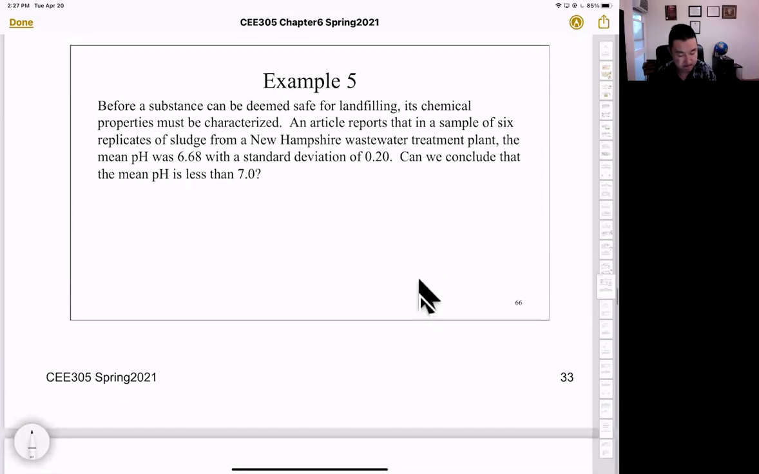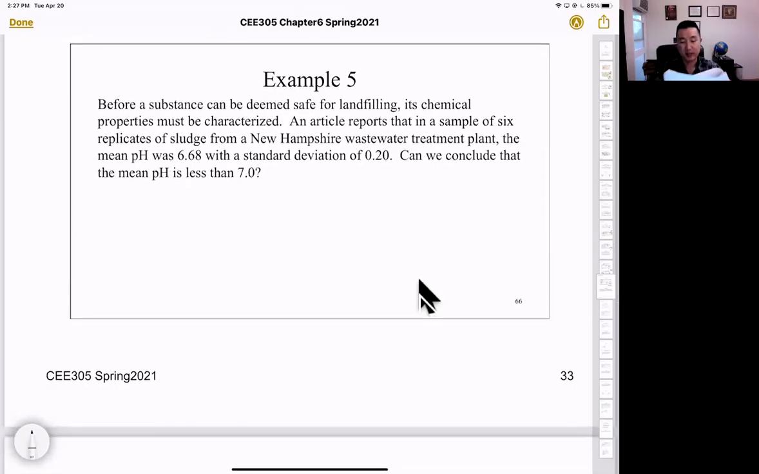Example number 5. Again, look at the last sentence. Can we conclude that? So that tells us that's chapter 6. Then this will be H1: the mean pH level is less than 7.0. What does that mean? Let's read the whole example.